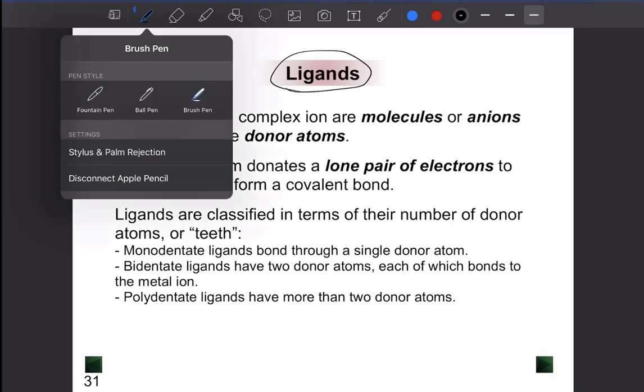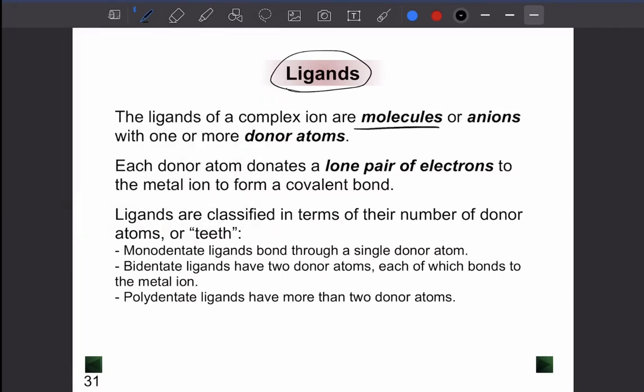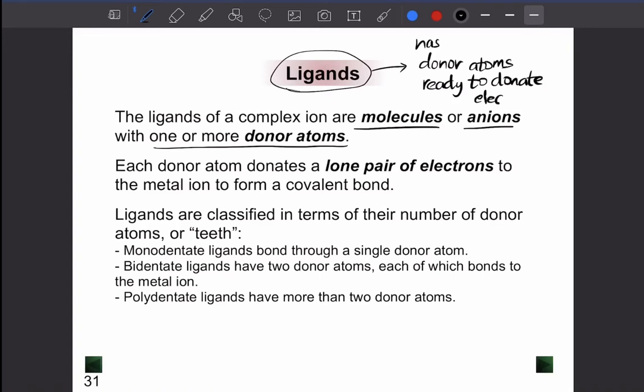What are ligands? Ligands are molecules or anions with one or more donor atoms. So one main characteristic of a ligand is it has donor atoms ready to donate electrons. Each donor atom generally contains a lone pair of electrons that it donates to the metal ion and forms a covalent bond.